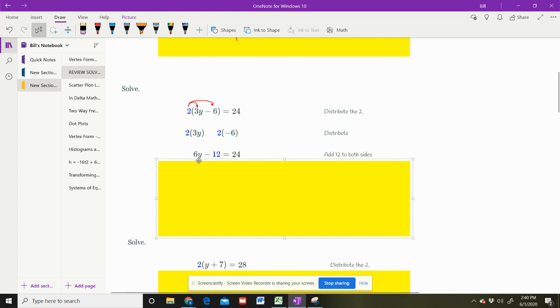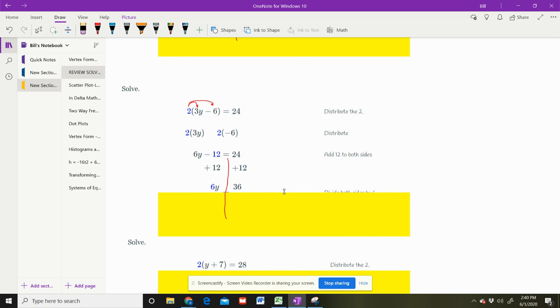So it's already telling you what we want to do. We want to get this y term all by itself, so we're going to get like terms to the other side. I'm going to go to the opposite side of the equal sign, so I'm going to do the opposite operation. I'm going to add 12 to both sides. I end up with 6y is equal to 36.